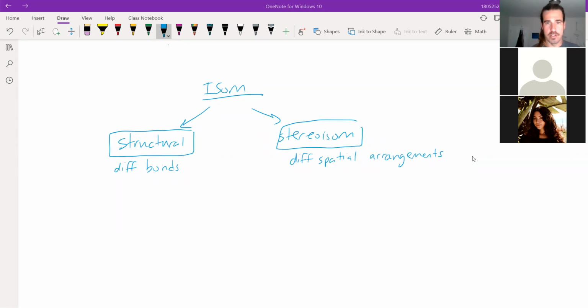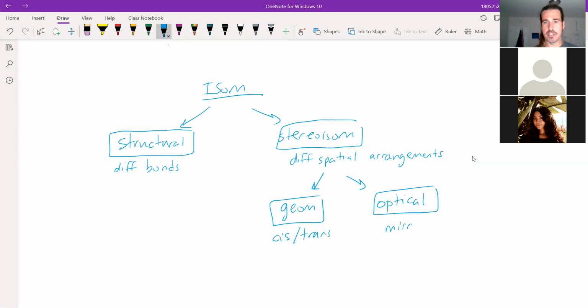Now, stereo gets broken up into geometric and optical, right? Because those are both different ways of doing things in space, and they have their own class, like the cis and trans way, which is just adjacent versus opposite. The optical is the mirror image. That's a more subtle difference. So that's just mirror images that are different, right?